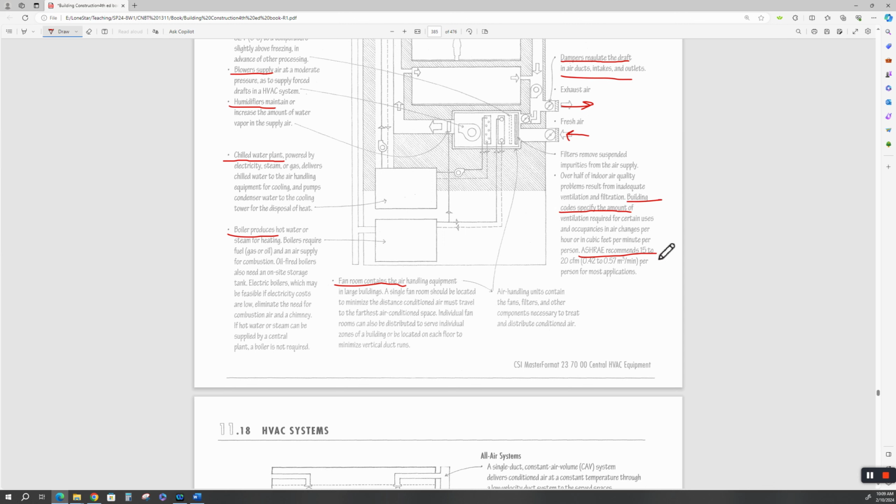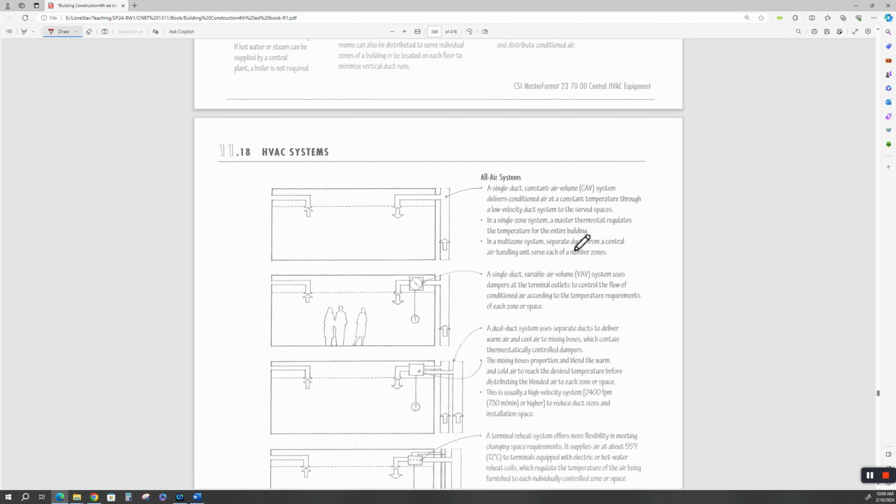ASHRAE recommends 15 to 20 CFM per person for most applications. Most. Do not stake your reputation on this. You go with the current building code and current recommendation based on the occupancy code of the building. This is your mechanical engineer's responsibility also.